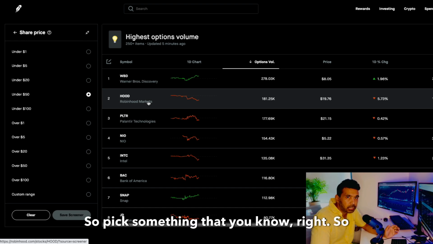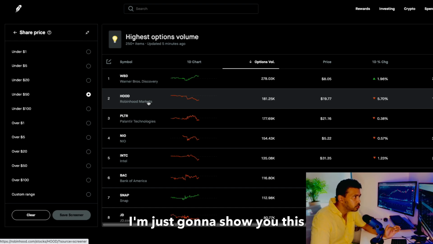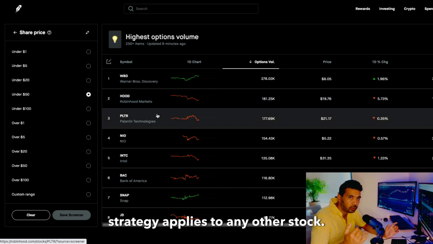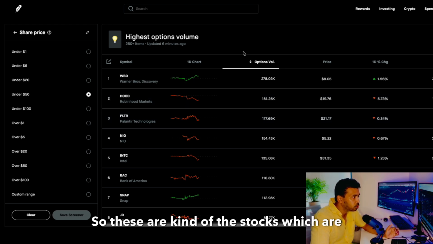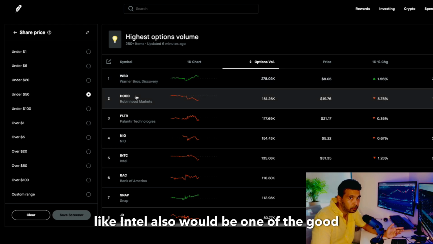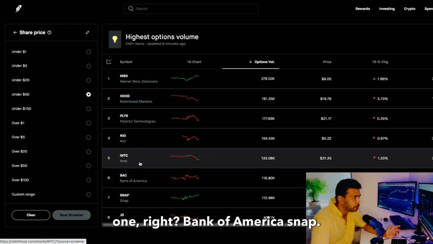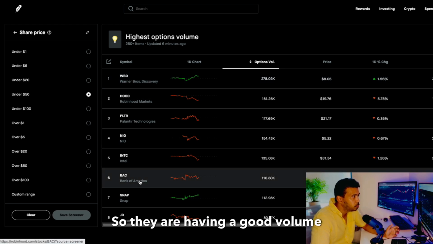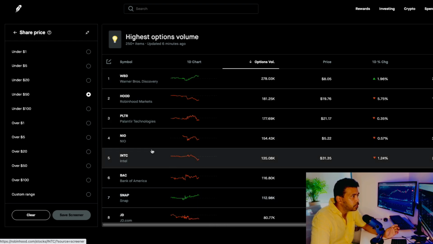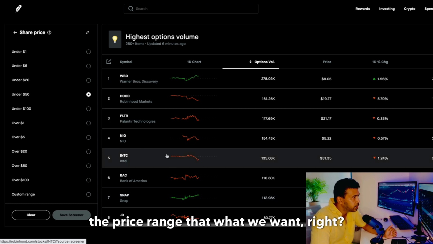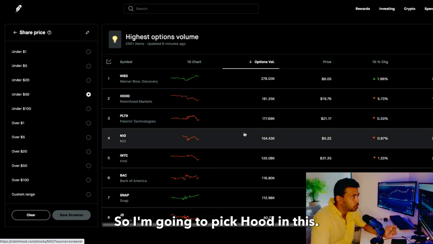So pick something that you know, right? I'm just gonna show you this with Robinhood, but the same strategy applies to any other stock. If you are familiar, this is a very quick way to find the stock. These are the stocks, like Intel would also be one of the good ones, Bank of America, Snap. They have good volume, plus they are large cap, and they have the price range that we want. So I'm going to pick Hood in this.